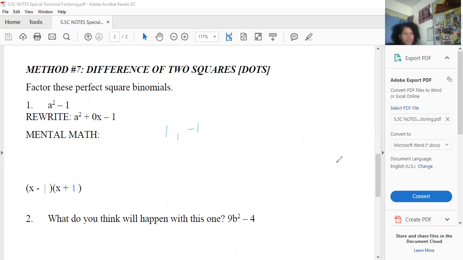Okay, so when we do our differences of perfect squares, my outcome is going to always look like this. I'm going to always get x minus a number and x plus that same number. Okay, so let's check it out so you can see how that pattern happens.